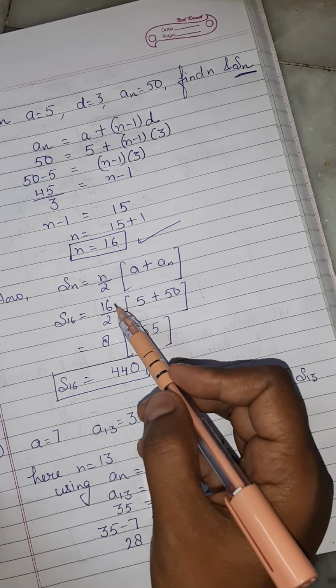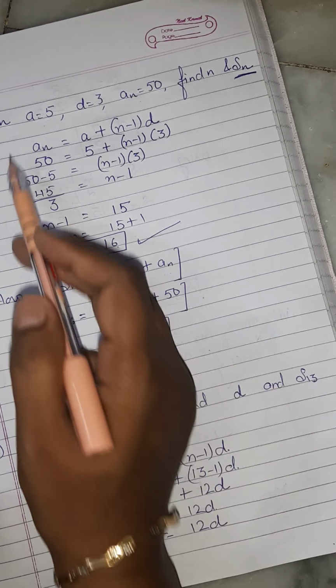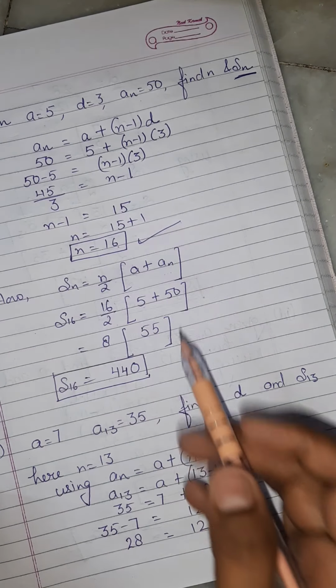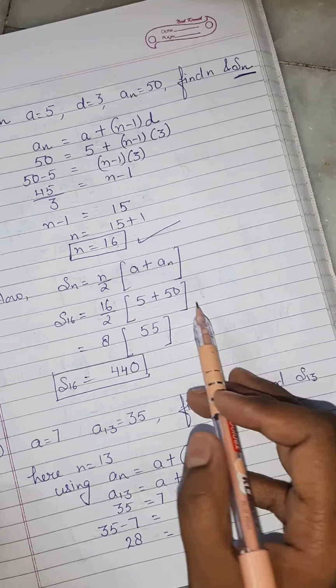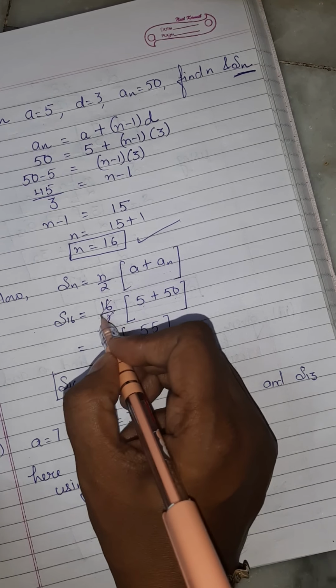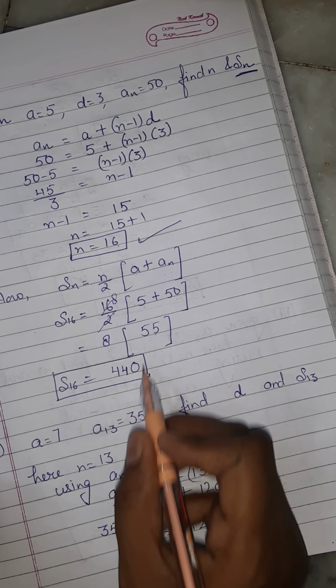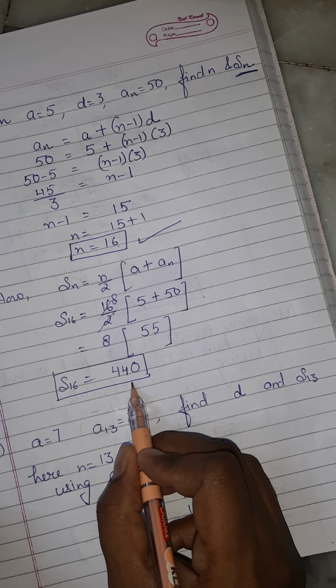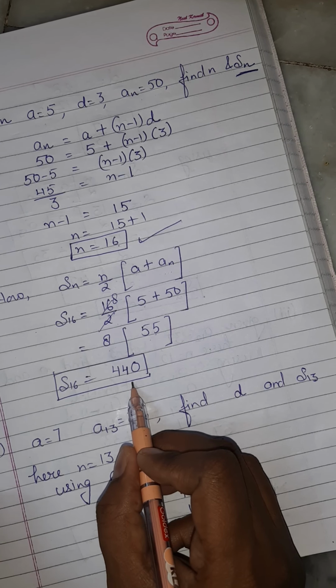n is 16, so 16 upon 2. a is 5, already given. And an is 50, again already given. 50 plus 5 is 55. 16 divided by 2 will give us 8. So 8 into 55 on multiplying, we will get 440. So this completes your first part.